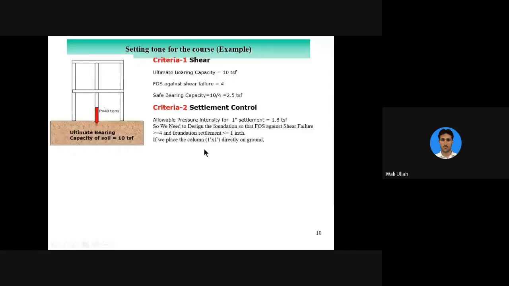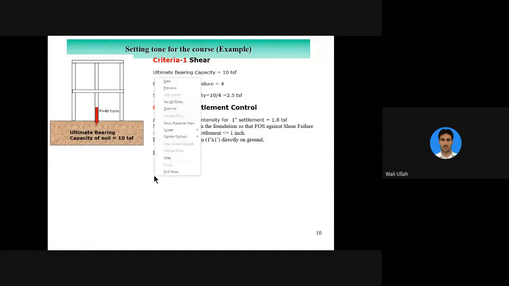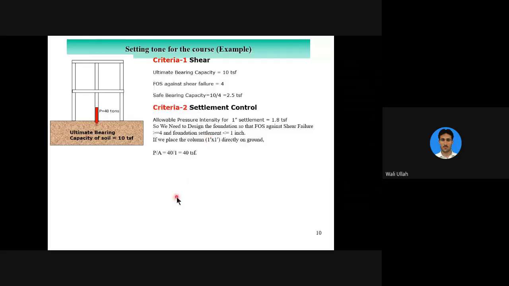One by 1 foot. So, what is the pressure? 40 ton per square foot. Is this so difficult a question that you cannot answer?